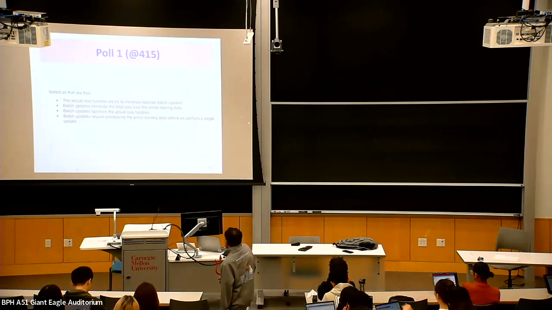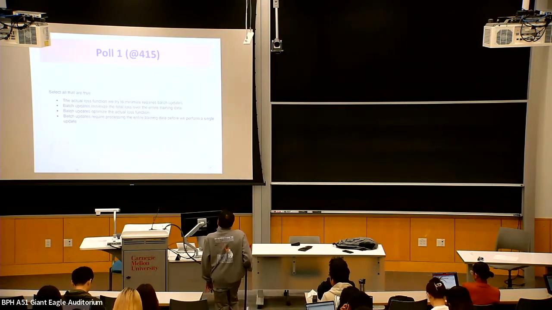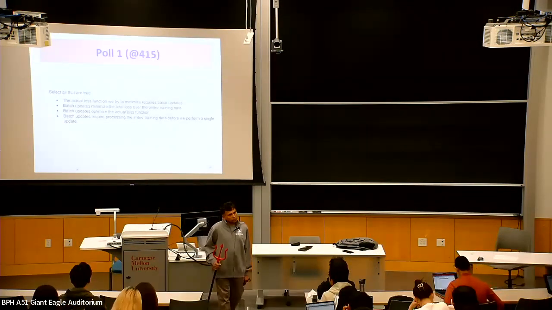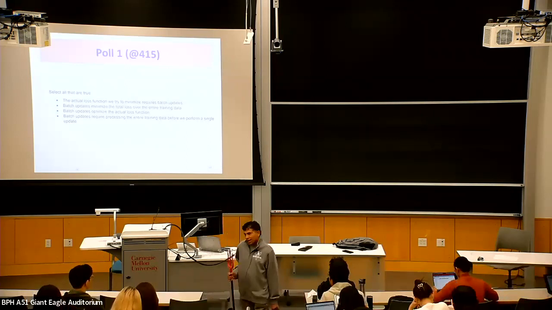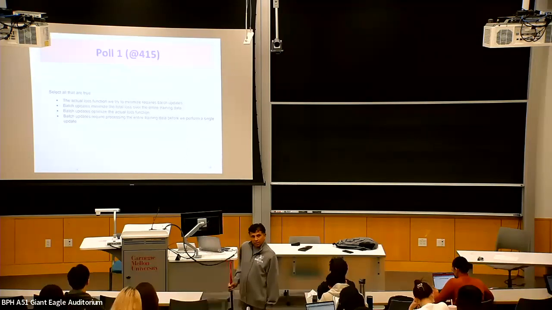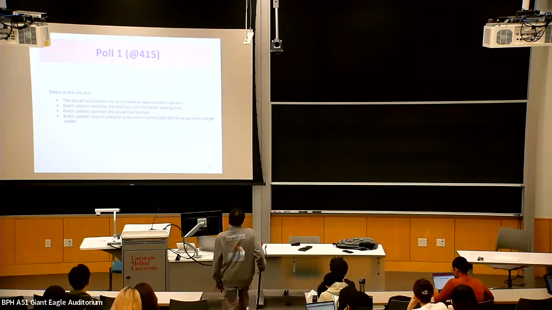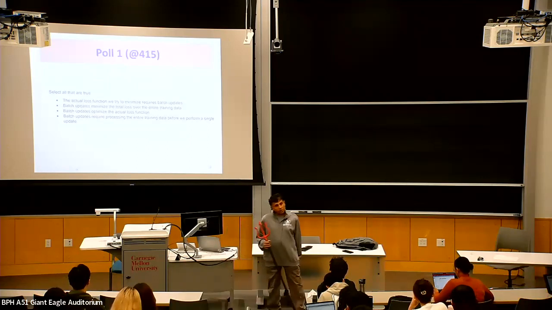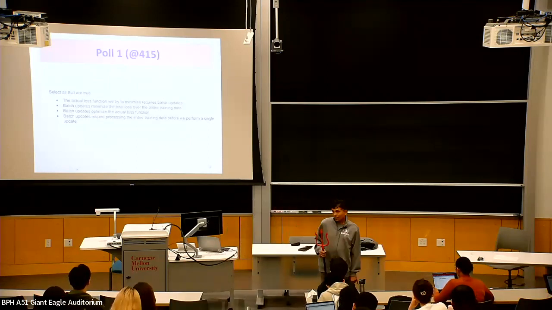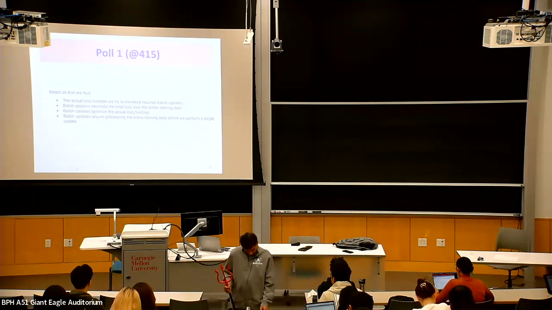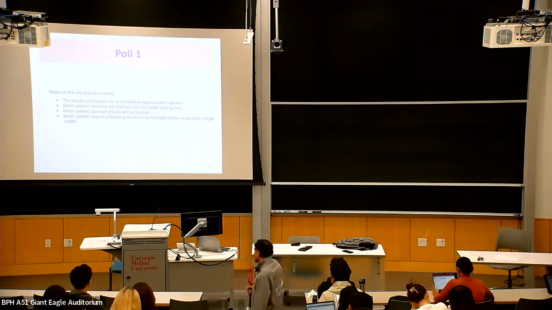What can you tell me which of these? Somebody on Zoom. Can you tell me if the first statement is true? The actual loss function we minimize requires batch updates. Is that true or false? Zoom: True. Okay. Batch updates minimize the total loss over the entire training data. True or false? Also Zoom: True. Okay. And they optimize the actual loss function, Jihan? No. Okay. So they require processing the entire training data before we perform a single update. They're all true, right?